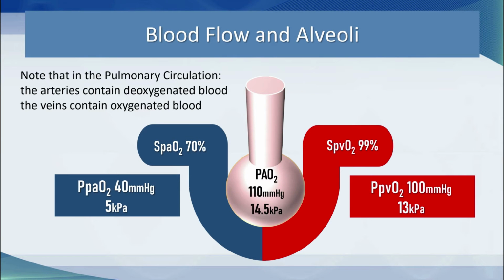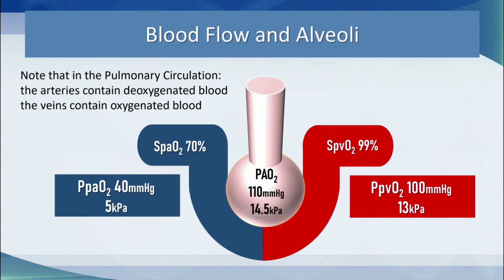Airway closure and atelectasis. This is a cartoon of blood flowing through a single alveolus. It's important to really understand that we're looking at the pulmonary circulation. And in the pulmonary circulation, the arteries contain deoxygenated blood and the veins contain oxygenated blood. Remember, the pulmonary artery comes from the right side of the heart and the pulmonary veins return to the left side of the heart. And so this can be really confusing because when we're looking at deoxygenated blood, we're talking about pulmonary arterial blood, and when we're talking about oxygenated blood, we're talking about pulmonary venous blood.